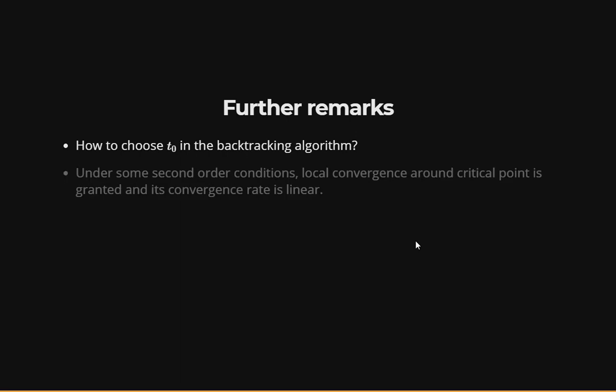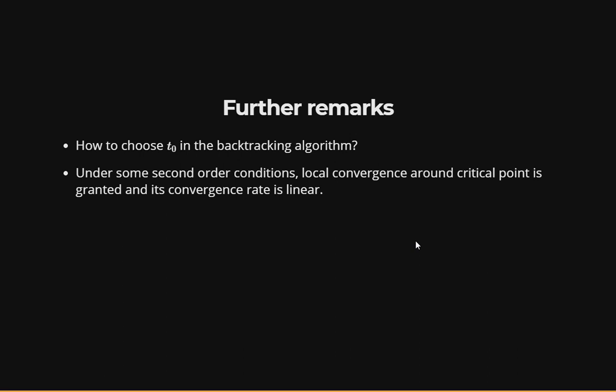Now, things we didn't pay attention to, but we should have. How to pick t0, the initial guess of the backtracking algorithm. This is the first question one could raise in this picture. Then, how can I ensure that the convergence happens near critical points, and how fast is this convergence?